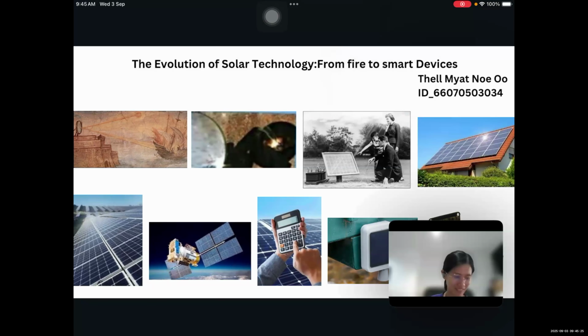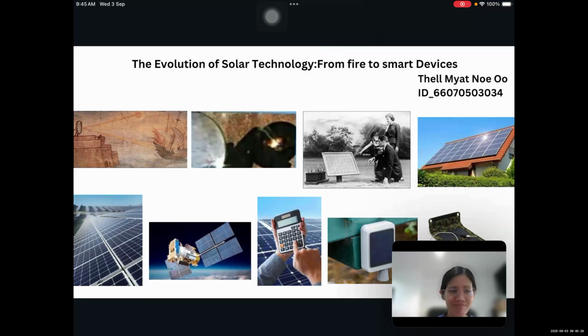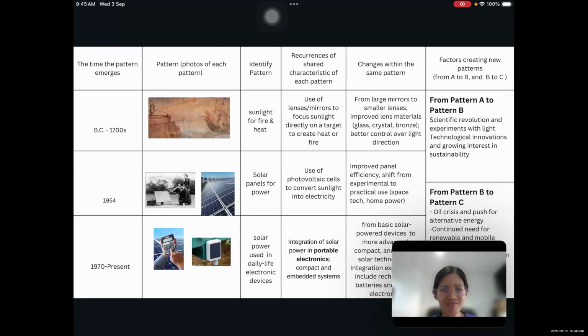Good morning, Ajahn and my classmates. I am Daniela Wu, and I'm going to share about the evolution of solar technology from fire to smart devices. I have prepared three patterns. The first pattern goes back to around 1700 BC. At that time, sunlight was mainly used for fire and heat. People focused sunlight with lenses and mirrors to start fire or create heat.